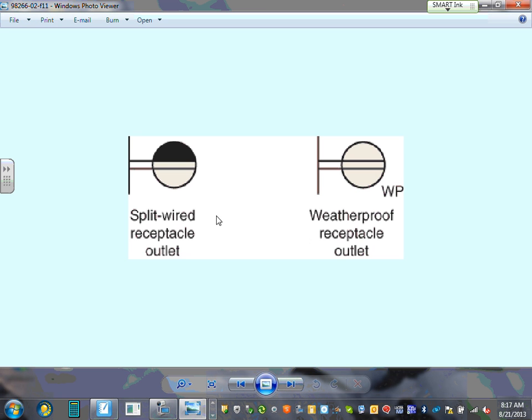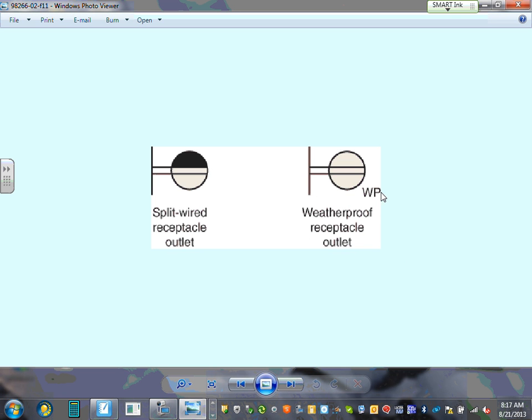Split wire receptacles and weatherproof receptacle. Look at that. And sometimes we have notation next to it like WP, weatherproof receptacles. You know what a weatherproof receptacle is, right? In 2008, they started requiring the receptacle to be designed more robust. So if you put them outside or in a wet or damp location, the sun and the heat and the cold will not compromise the integrity of the construction of the receptacle.